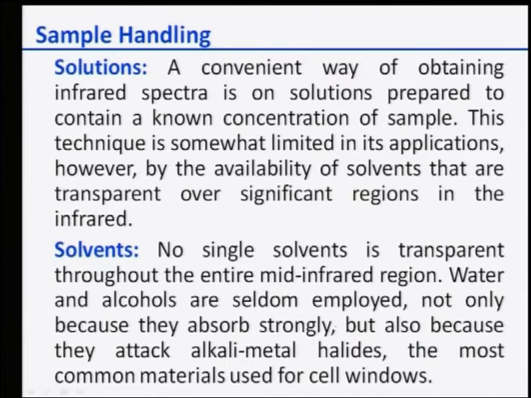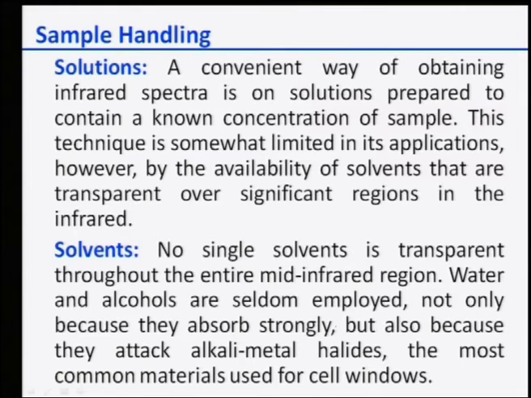Now in the last stage, what I'm going to discuss is how the samples are to be handled, because in many cases you need to know how to handle samples, otherwise you may not get good data. Normally we need solutions for such analysis. A convenient way of obtaining infrared spectra is on a solution prepared to contain a known concentration of a sample, to get data from a known sample at a known concentration. This technique is somewhat limited in its application. However, if you know of a large number of solvents that are transparent in the infrared regions, then this can be done.